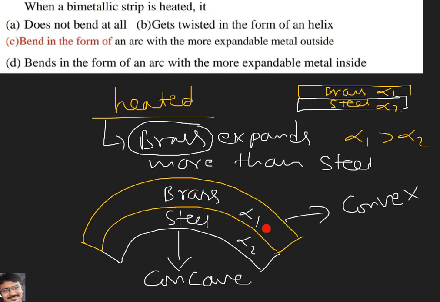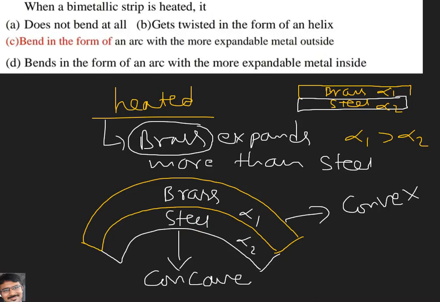So remember, whichever is expanding more, that means having the more coefficient of linear expansion, expands more. So the one expanding more will lie outside. Outside means convex side. The other will be inside. Inside means concave side. Why, sir? Because it will form an arc. Inside is what? Concave. Outside is what? Convex. So as brass is expanding more, on the convex side we have brass and on the concave side we have steel.